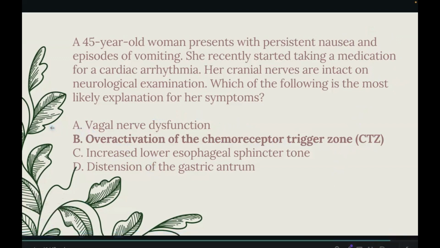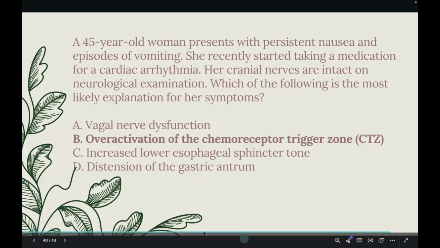Because if she had vagal nerve dysfunction, there would be other symptoms. She would not be able to digest food, she would have discomfort, and she would not be able to swallow in the first place. It's a presentation I don't want to name, it's kind of complex, advanced. But she wouldn't be able to swallow. She didn't present with any of this. She just presented with nausea and episodes of vomiting. This is why it's B. Make sense?